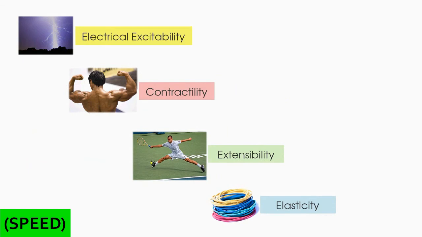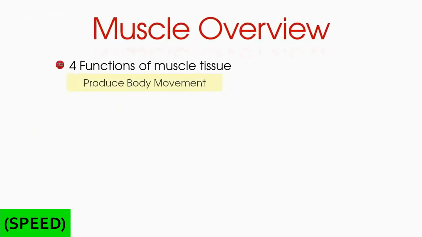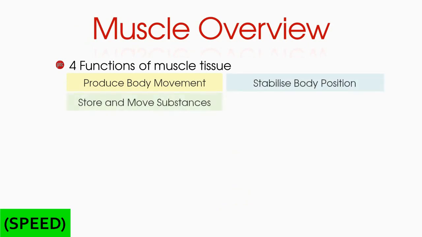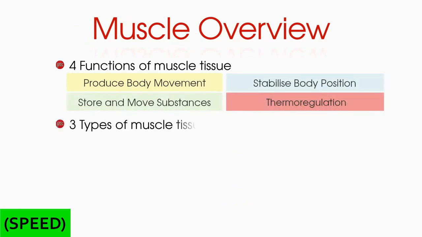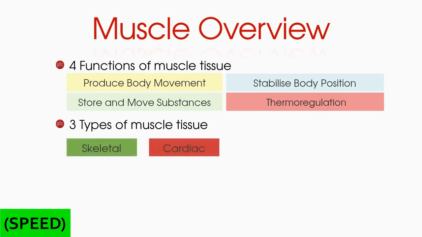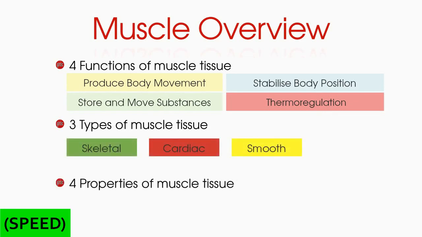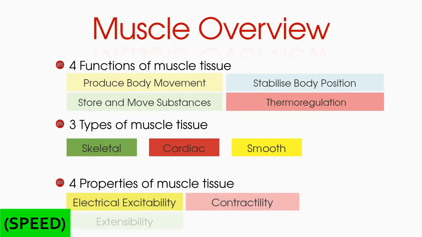And so that's it. To summarize what we've gone through today, we've learned about the 4 key functions of muscles, which are to produce body movement, to stabilize our position, to store and move substances, and to generate heat. We've learned about the 3 types of muscular tissue, which are skeletal, cardiac, and smooth muscle. And we've learned about the 4 key properties that all muscle tissue types share, which are electrical excitability, contractility, extensibility, and elasticity.